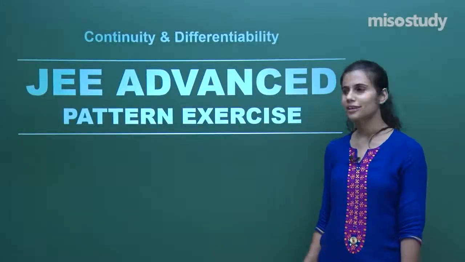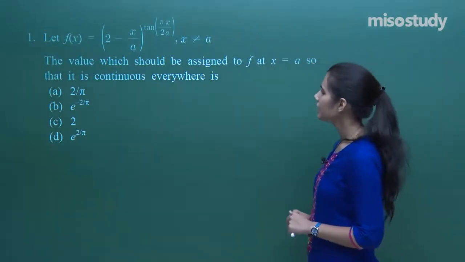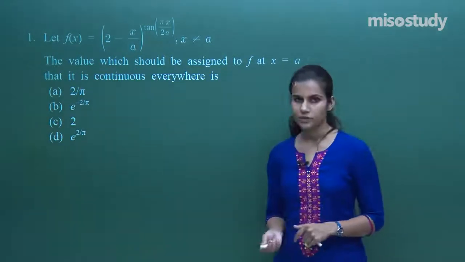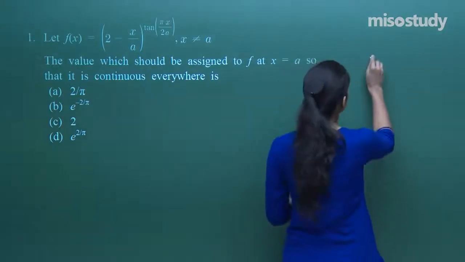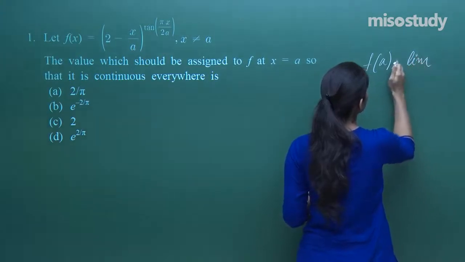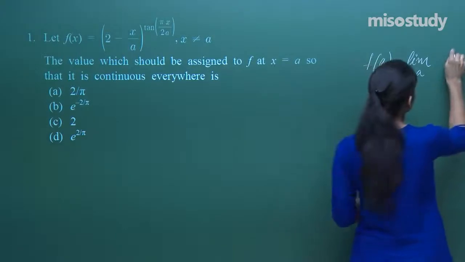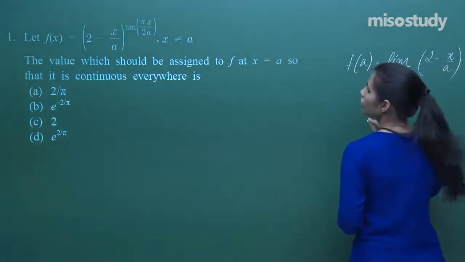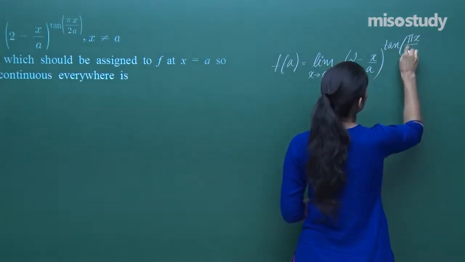Okay guys, let's begin the discussion of the questions. First question is giving you the value of f, x is not equal to a, the value which should be assigned to f at x equals a so that it is continuous everywhere. Okay, so for it to be continuous, what do we need? F of a should be equal to limit x tends to a f of x, and f of x is what? (2 minus x upon a) whole to the power tan of pi x by 2a.